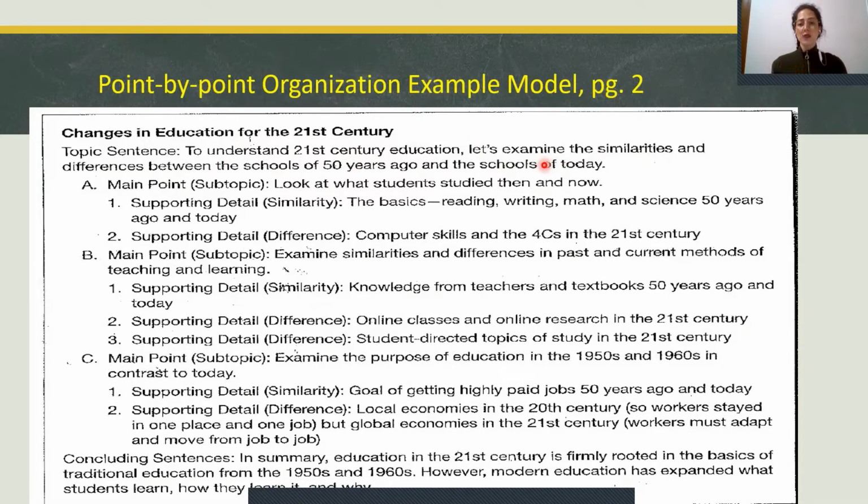First, I have to write a good topic sentence. Önce güzel bir topic sentence yazmalıyım. Then, I'm continuing. Main point, ilk subtopic'im de: look at what students are studying then and now. Şimdi this is my subtopic.